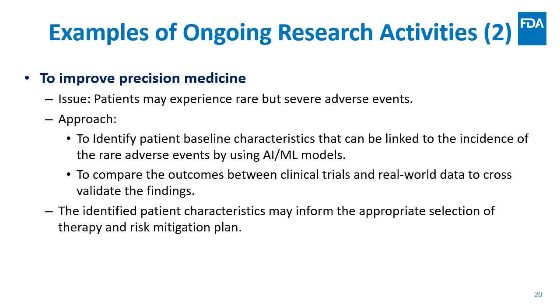The second project is to improve precision medicine. We understand that certain treatment may lead to rare but severe adverse events. We attempted to use AI and machine learning tools to identify patient characteristics that can be linked to the incidence of the rare adverse events. In order to validate the findings, we try to compare the results through clinical trial data and real-world data. We're in the hope that identified characteristics for high-risk patients may inform appropriate selection of therapy and risk mitigation plan.